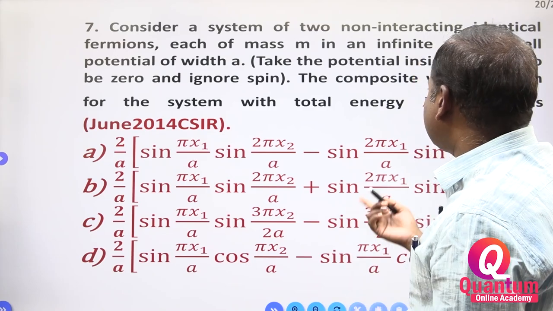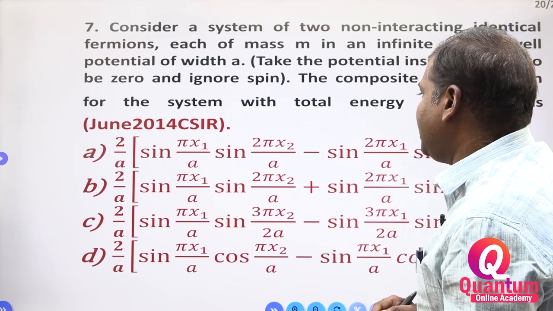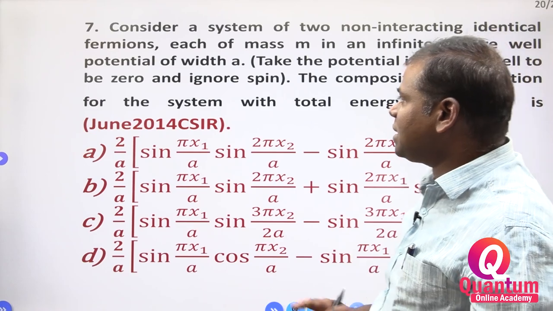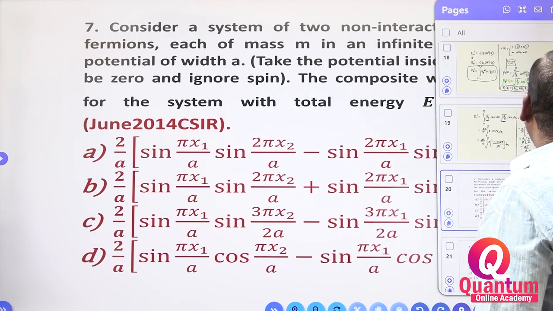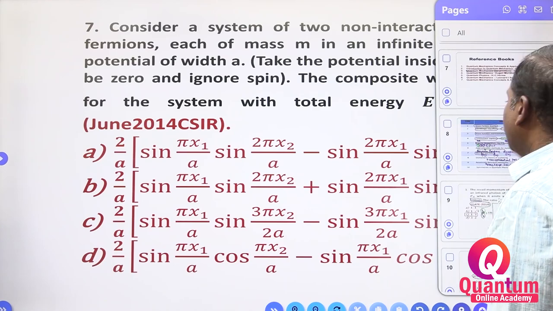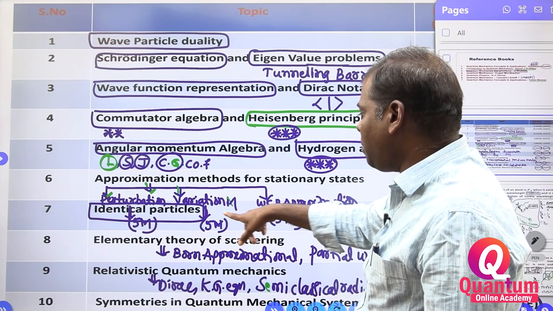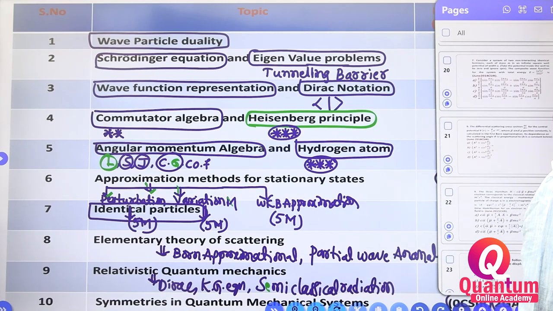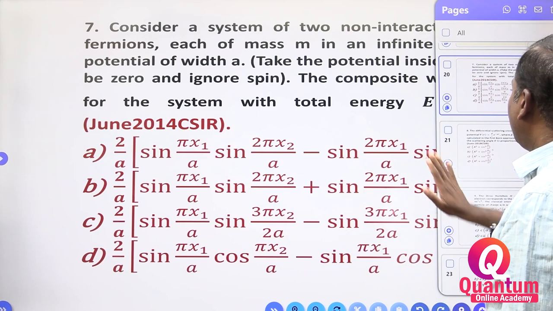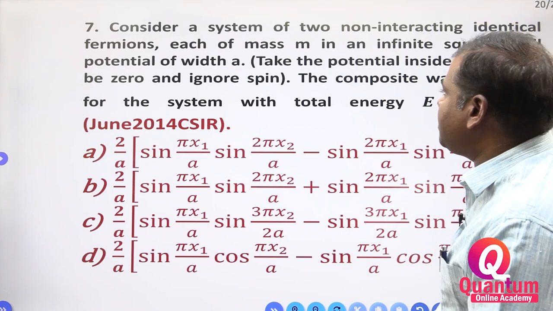The seventh one you have to see. What is the seventh one? This is the scattering theory. Now, identical particles. The seventh one is identical particles. From the identical particles, I make one question. That is the seventh question from the identical particles we are making.